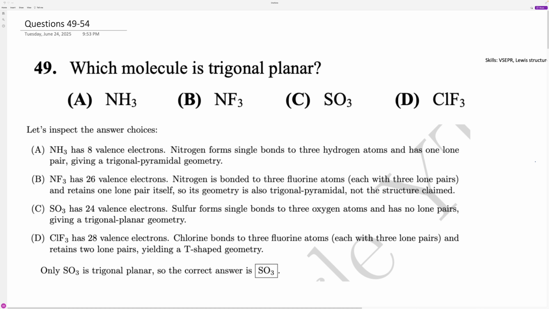So let's start with question 49. It's asking which molecule among the answer choices is going to be trigonal planar, and we're just going to do some Lewis structures and VSEPR to figure this out. Remember, trigonal planar means 3 bonding groups and 0 lone pairs. So let's draw some Lewis structures.